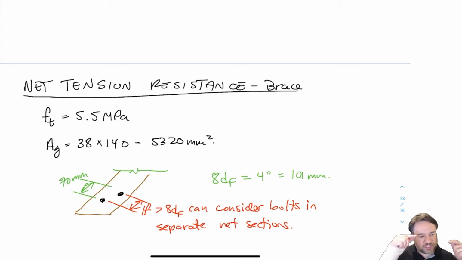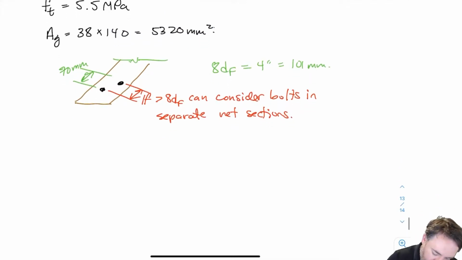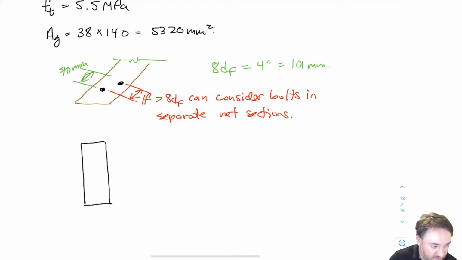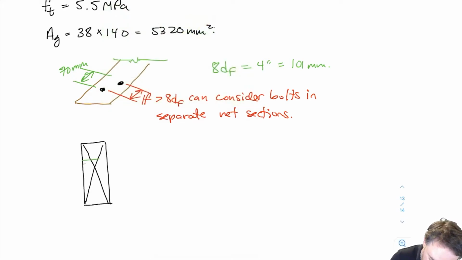So these are too close together for me to be able to separate those bolt holes into two net sections, which means I have to assume basically they're on the same net section. So if I'm going to calculate my net area, I am going to look at if this is the cross section of my piece of wood. Okay, so there's the cross section. I am going to cut out two bolt holes basically, one like this, and one like this. And these T's are the countersink part.